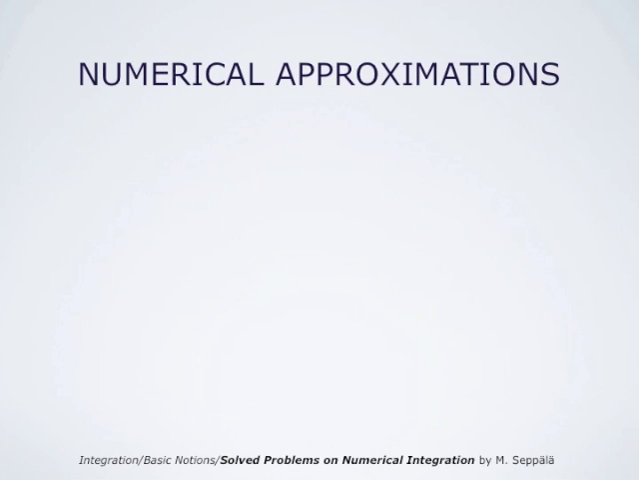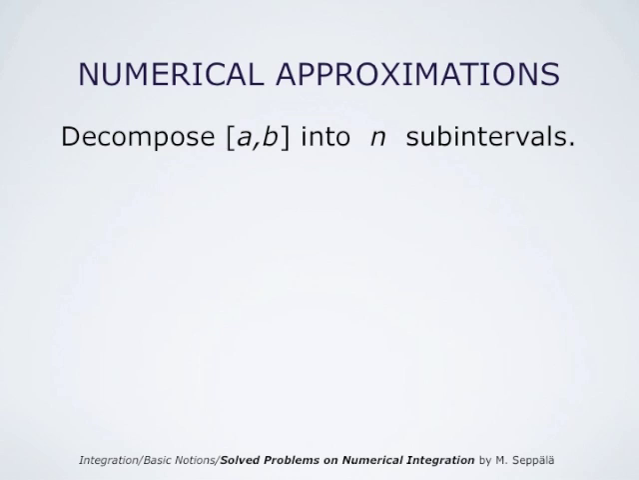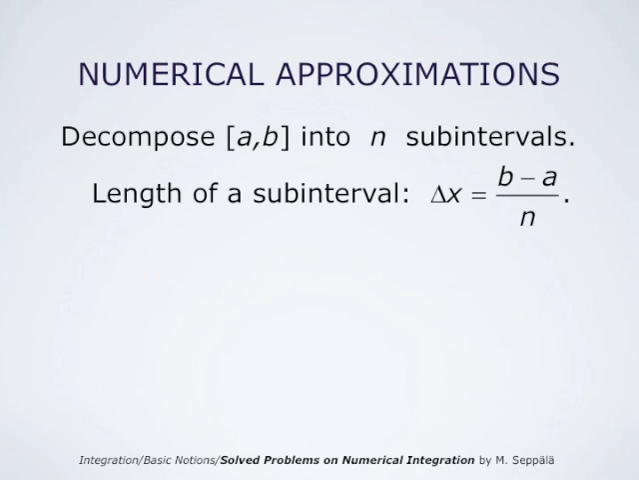Since integrals are limits of Riemann sums, one may approximate integrals numerically by computing certain Riemann sums. To that end, we start by decomposing the interval of integration from a to b into n subintervals where n is some positive integer, and then the length of each subinterval is b minus a divided by n. That is denoted by delta of x. So we decompose the interval from a to b into n subintervals of equal length.